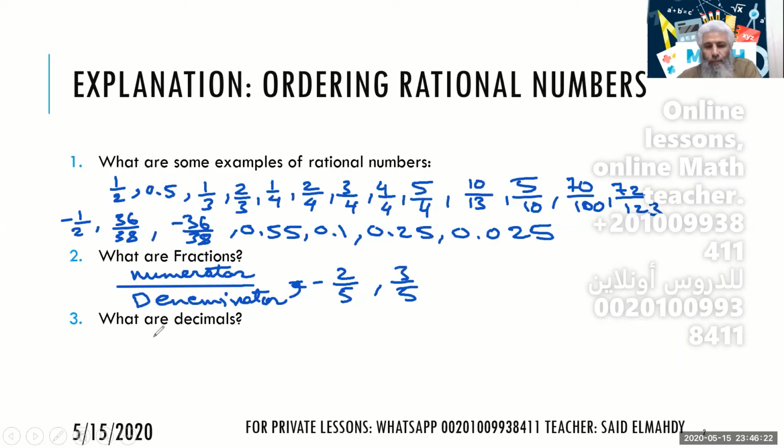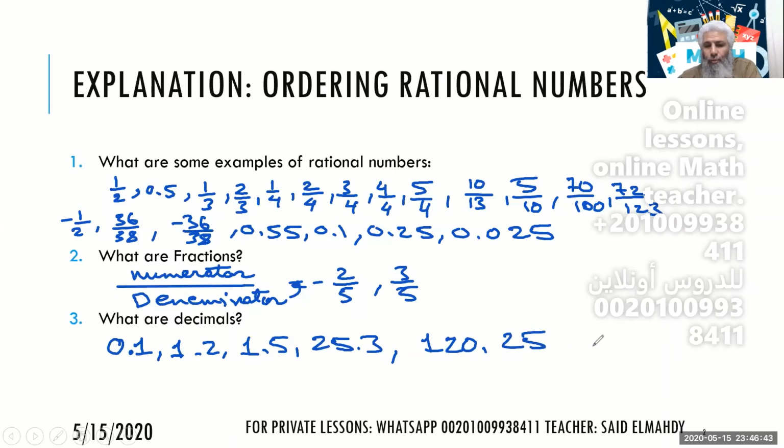What are some decimals? Decimals are the numbers with 0 point something, 0.1 or 1.2 or 1.5 or 25.3 or 120.25 and so on. This point makes decimal places. These are decimal places, 1.2, 1.5, or 0.05, and so on.